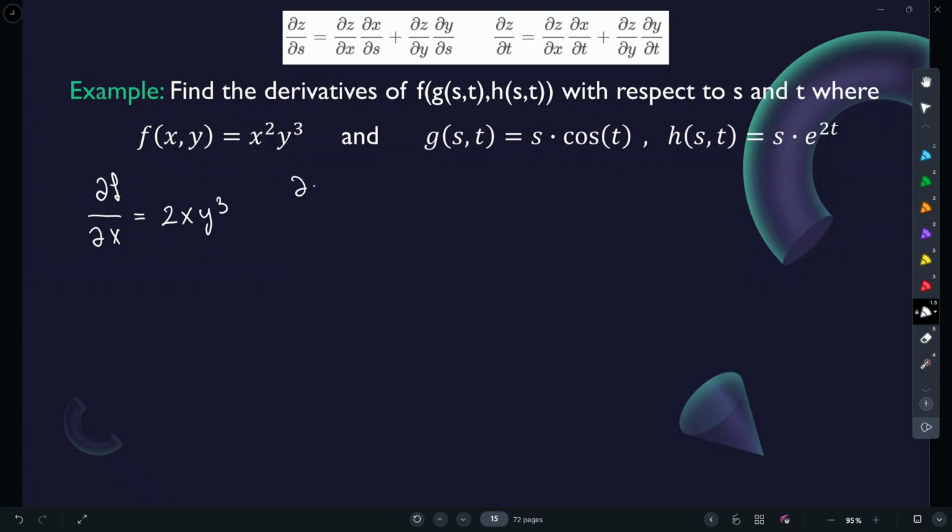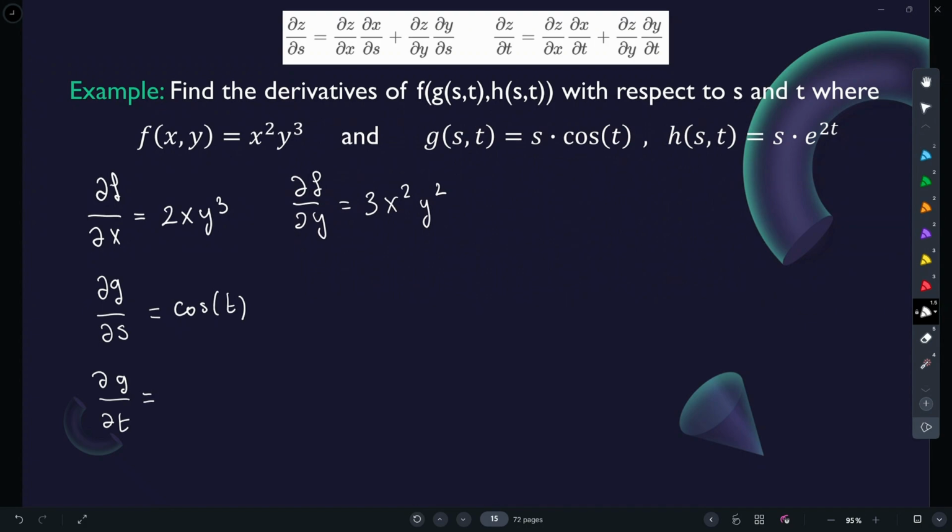The derivative of f with respect to y will be 3x squared y squared. And now I'm going to need the derivatives of g with respect to s and with respect to t. So let's start with the derivative of g with respect to s and the derivative of g with respect to t. G with respect to s, this is just s times a constant, so it's cosine of t.